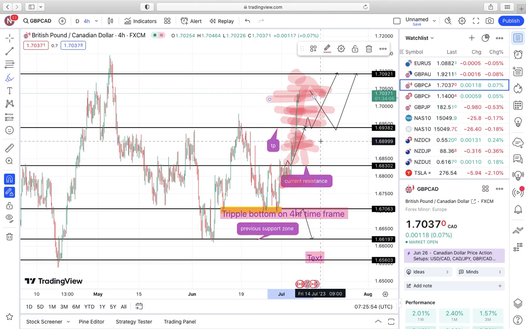Guys, that is how to have two different trades, how to enter two different TPs on one trade. That lesson was very nice.